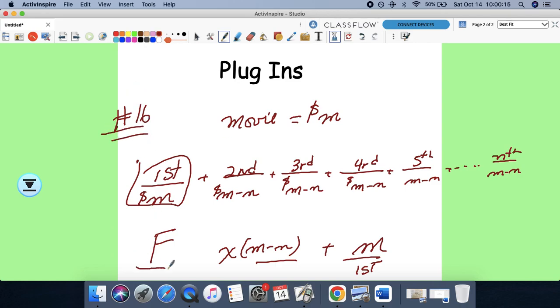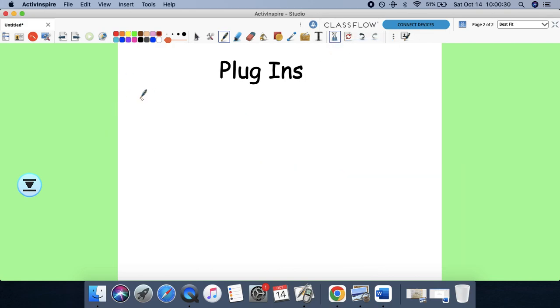I think it's F. If I find otherwise, I'll let you know. So 16, I'll put a circle on this. Let me know if you get something different for 16.